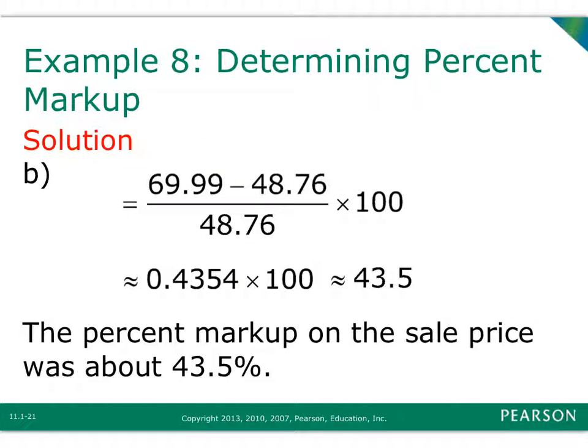Now we're going to look at the sale price. Here, they sold it at sale at $69.99, and of course the dealer cost is $48.76, and we divide by $48.76 times 100, and when we do the calculations, we get a 43.5% markup on the dealer's cost for the sale price.